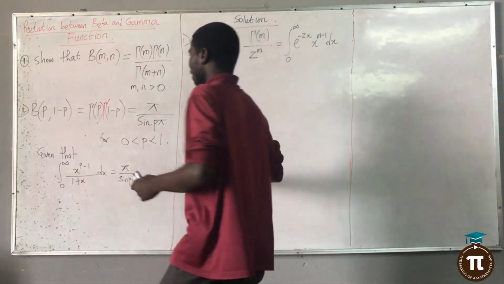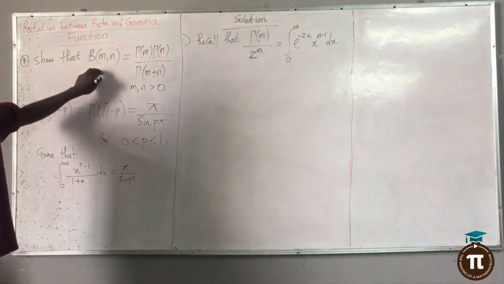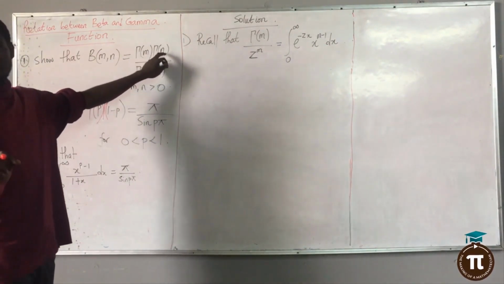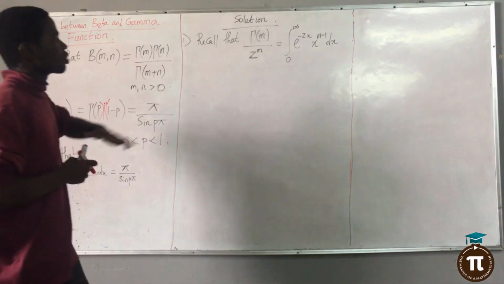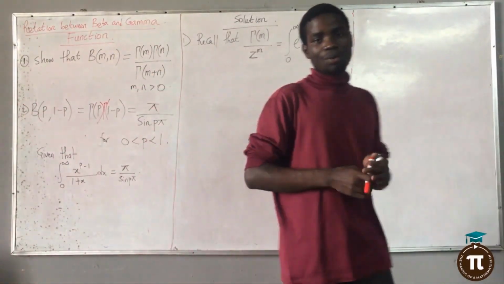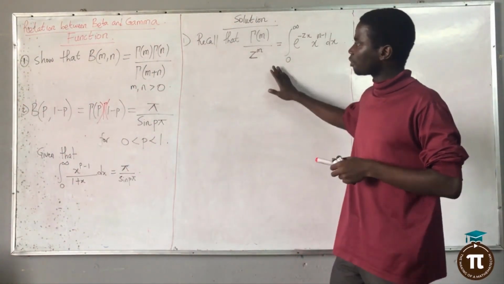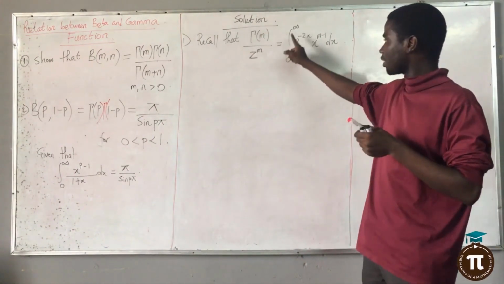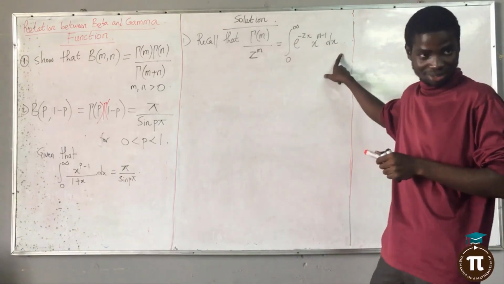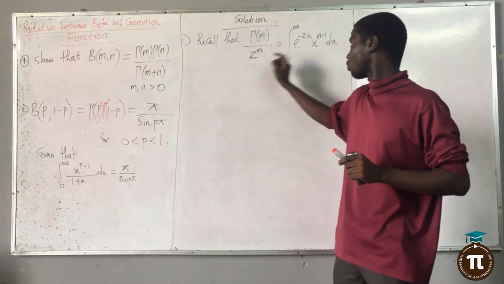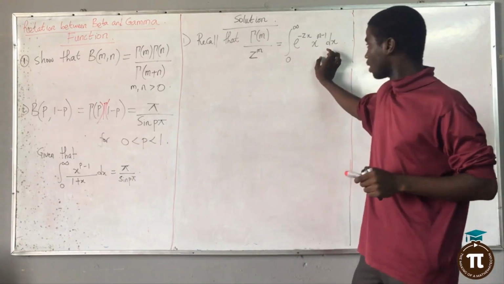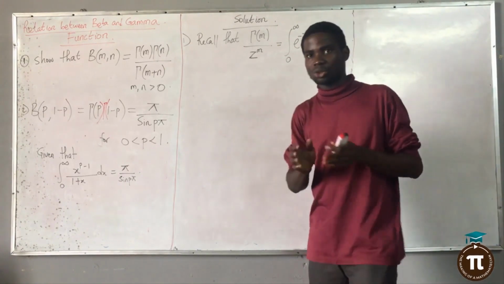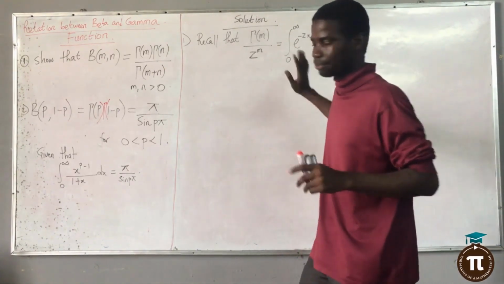So now the first thing, we want to show that beta of m, n is equal to gamma of m, gamma of n all over gamma of m plus n. So recall this. We know one of the forms of the gamma function is gamma of n equal to z raised to the power n times an integral from 0 to infinity, where z is a constant in this case. So recall this from the gamma function. That's where I'm going to start from.